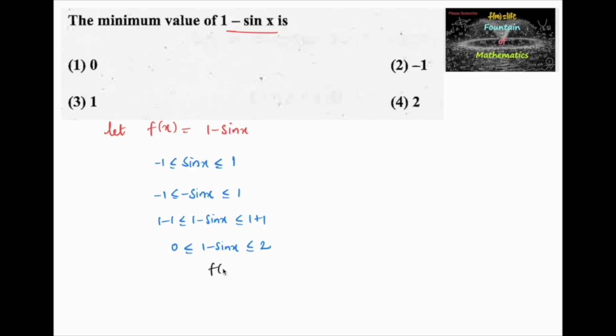That is 1 minus sin x is f of x. F of x value lies between 0 and 2, where 0 is included. So we can say this is the minimum value and 2 is the maximum value. So we can say the minimum value of 1 minus sin x is equal to 0. So which is our option 1.